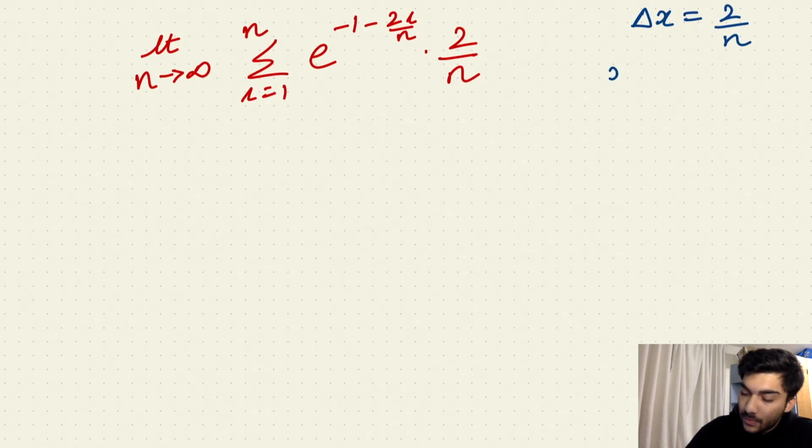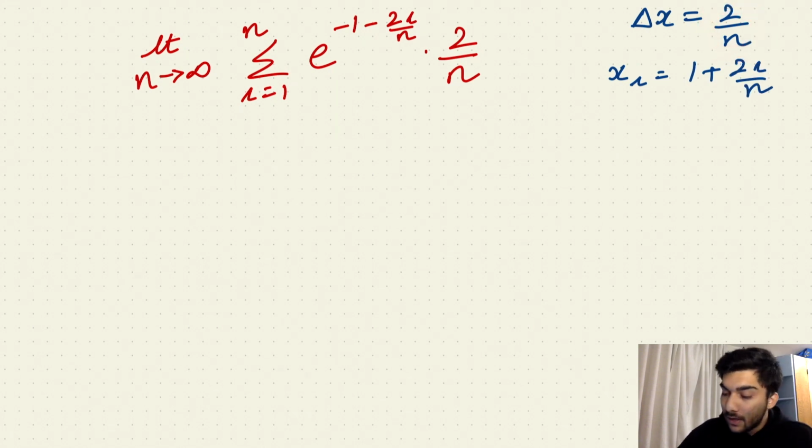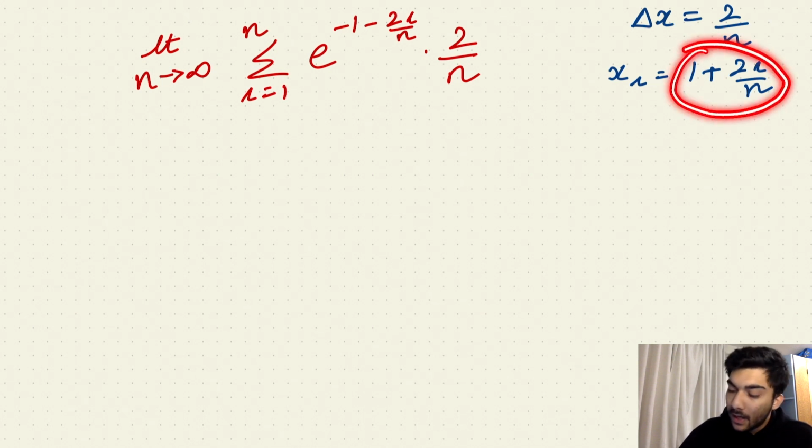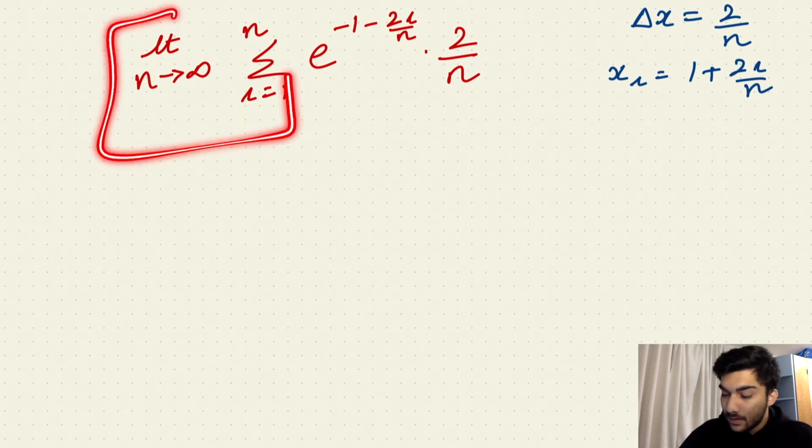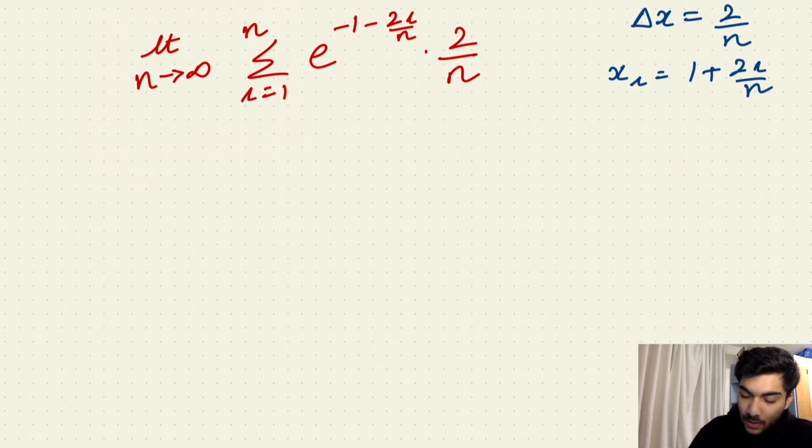I'll write the expressions for my delta x as well. So my delta x was 2 by n. My xi in this case was 1 plus 2i by n. So now I know that I have to change every occurrence of 2 by n in my sigma notation to dx. I have to change every occurrence of 1 plus 2i by n to x, and I have to change this sigma notation to the integral sign. And we have our endpoints as well.